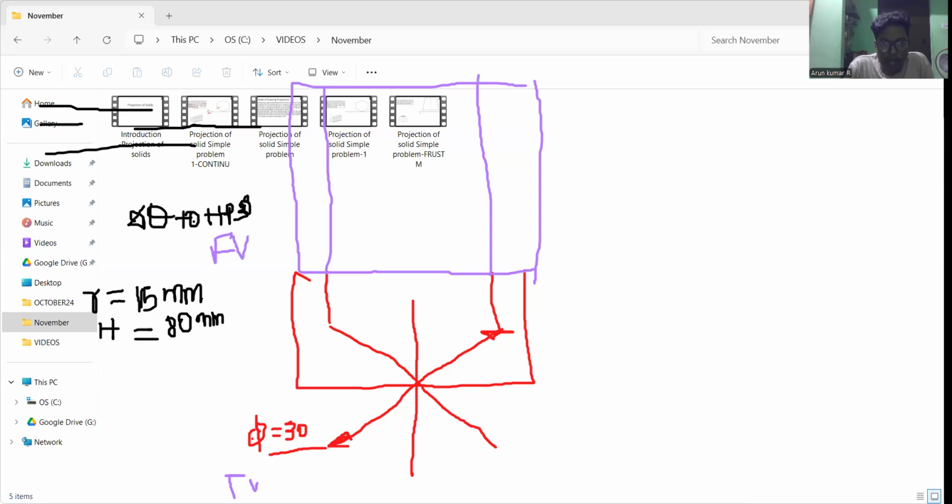The height value mentioned in this problem is 80 mm. In the next video, we will see the next problem, that is the inclination, and how to construct the inclination for this case. Thank you.